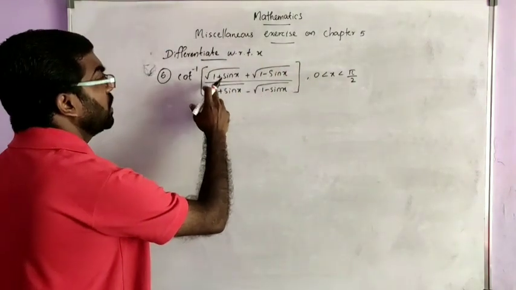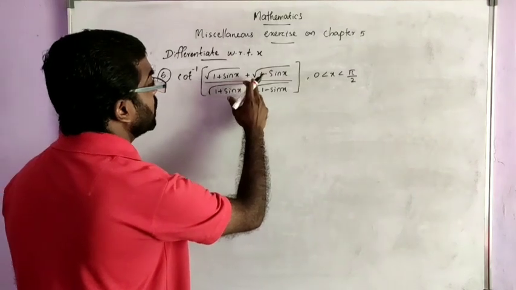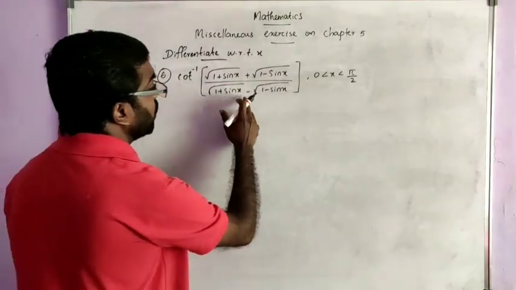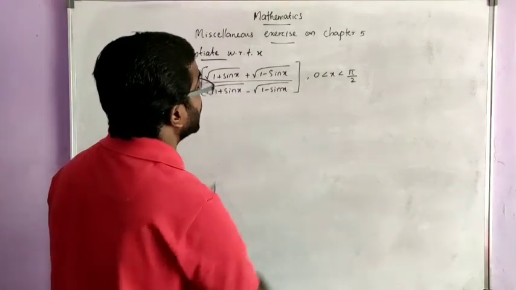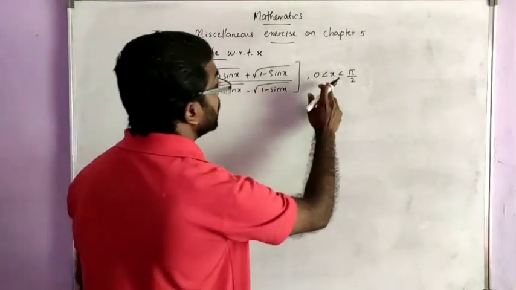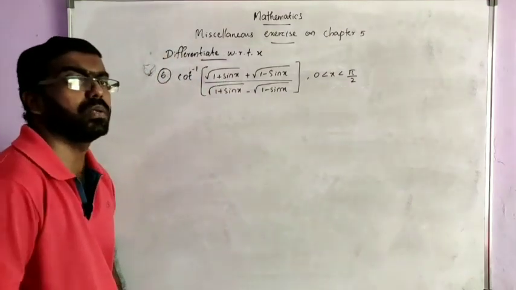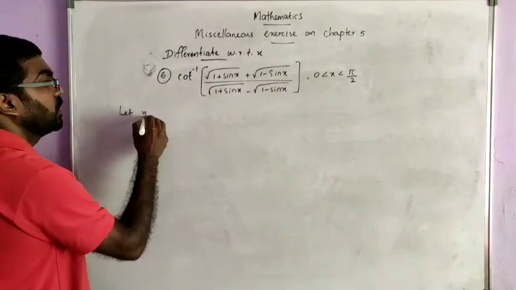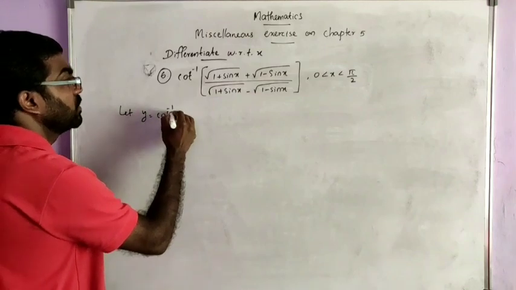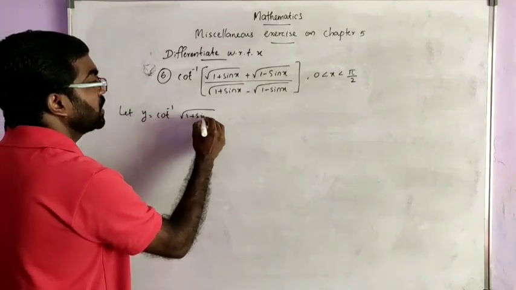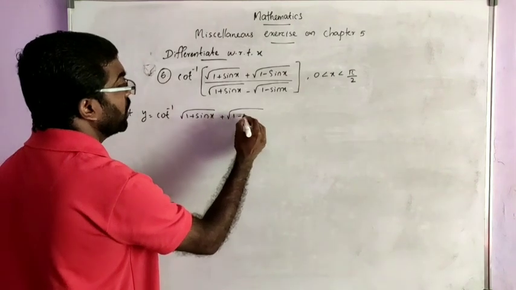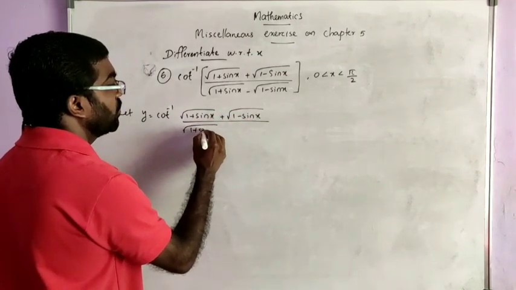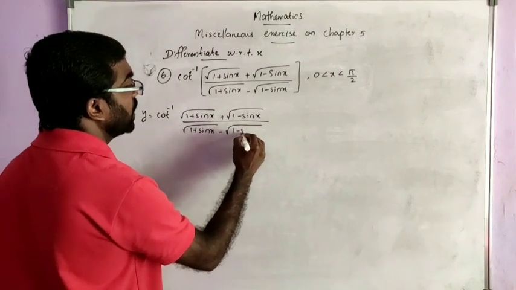Differentiate cot inverse of (root of 1 plus sin x plus root of 1 minus sin x) divided by (root of 1 plus sin x minus root of 1 minus sin x), and the condition is 0 less than x less than pi by 2. Okay. So let it be y. Let y is equal to cot inverse of (root of 1 plus sin x plus root of 1 minus sin x) divided by (root of 1 plus sin x minus root of 1 minus sin x).